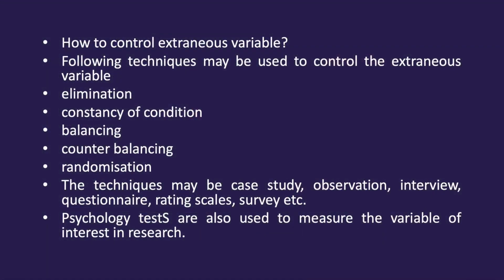But other variables may also enter the field, and they may also affect the dependent variable. So in a design strategy, we control the extraneous variable. We manipulate the independent and control the extraneous. Now, how to control? There are various techniques. Elimination will not permit the environmental variables to enter.